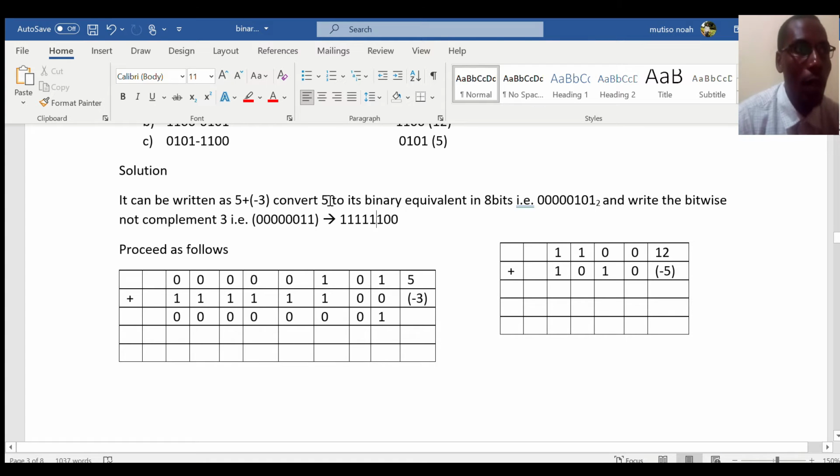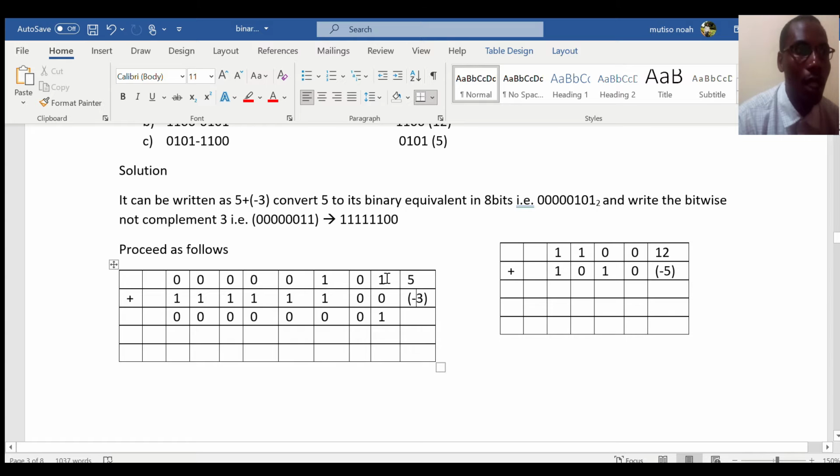So the 5 will remain in its binary form, and the 3 has to be converted to its bitwise NOT complement form. This is how I have written them for you. So that is 5, and this is the bitwise NOT of 3, which is the negative of 3. Therefore, after you write it like that, you have to add them. Step 2 says you add the two numbers. You add 5 plus negative 3, which is the same as these ones.